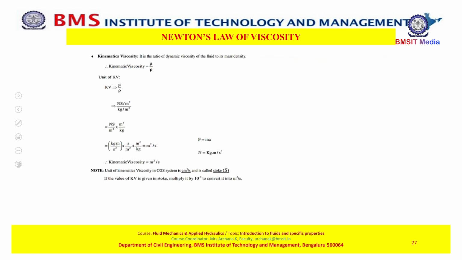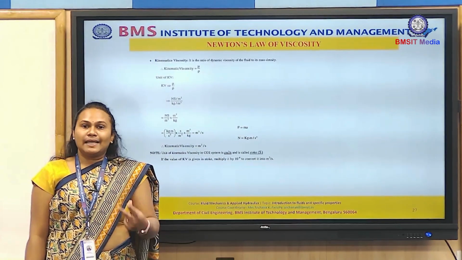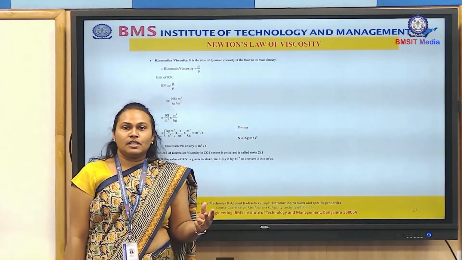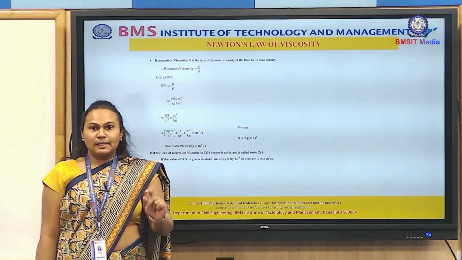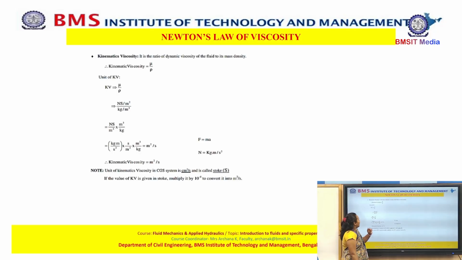So the next concept is known as kinematic viscosity. There are two types of viscosity. The first one is dynamic viscosity, which is given as mu. The second one is kinematic viscosity, which is given by the letter nu. Now, nu is the ratio of the dynamic viscosity to density. Now, what is the difference between these two viscosities?